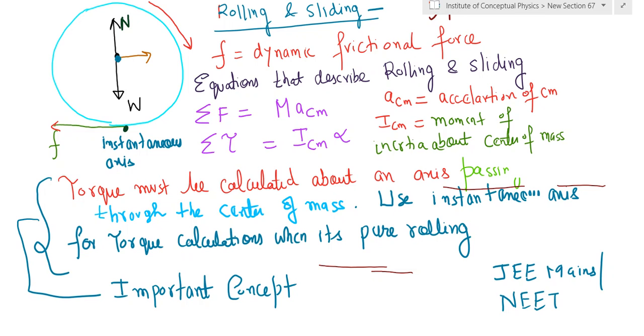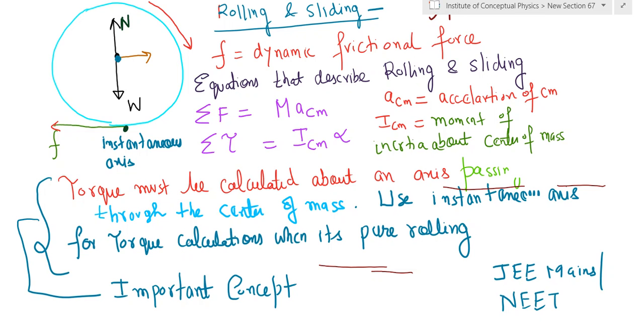Because you can see there is a force and there is a torque, and the torque has been mentioned as I_CM alpha and the force has been mentioned as mass into acceleration of center of mass. Now the main point in this slide is that when you do torque calculations for rolling and sliding, the selection of axis is very important.